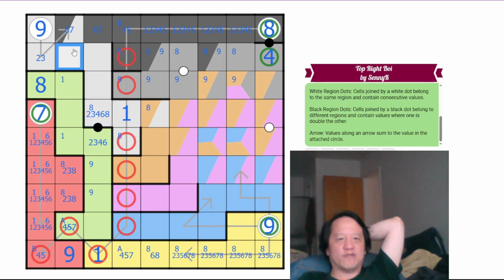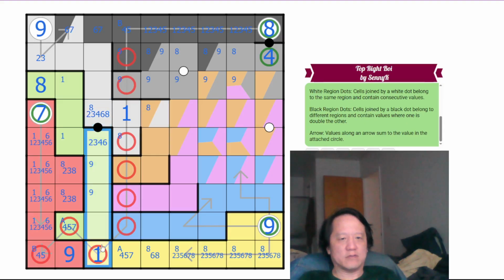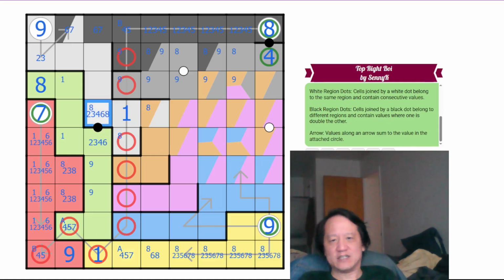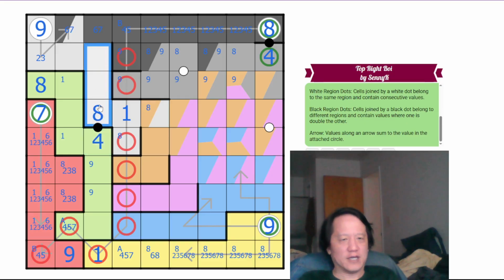Oh, this can't be 4. So since this can't be 4, this has to be 4. Yeah, I think this 8 still checks out. I don't know why I removed the 4 here. I don't know if that's going to work. 8 and 4. We can't have an 8 be either of these. We have to have an 8 here in the medium gray.